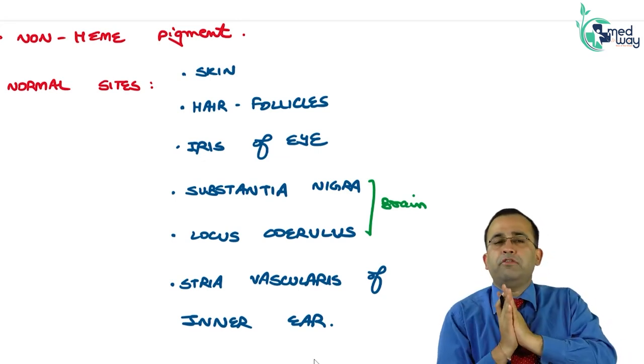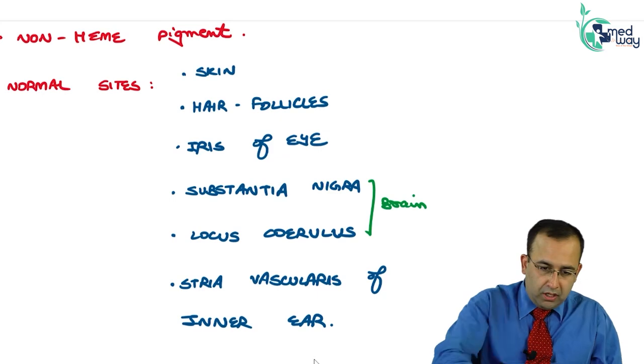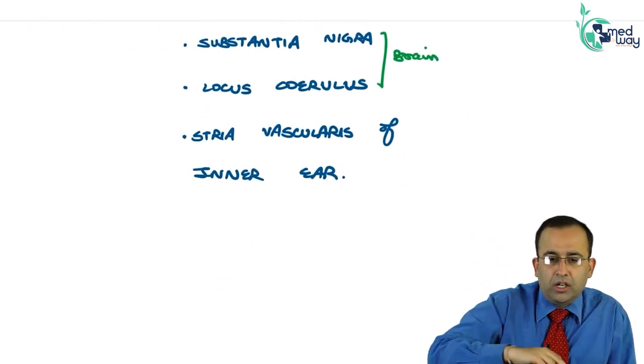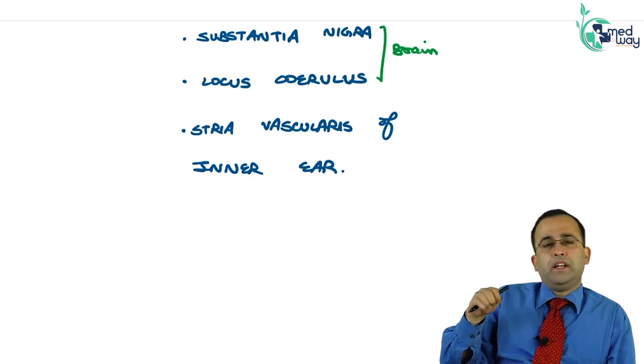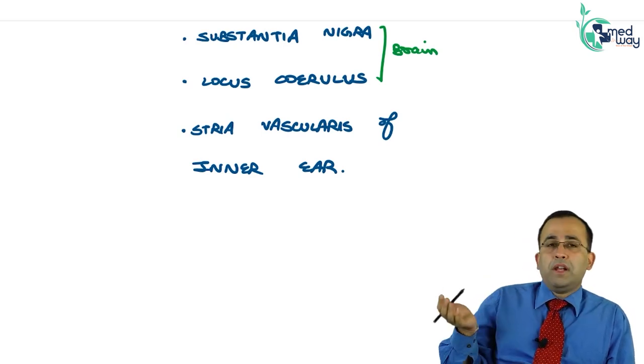These are the normal sites of melanin. Next point. Acha, what is the tumor of melanin called? Tumor of melanin secreting cells is called melanoma.